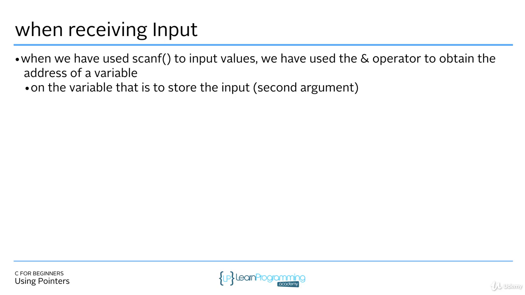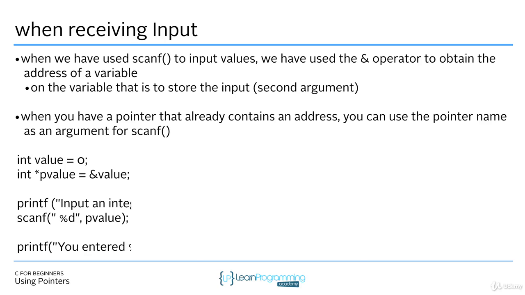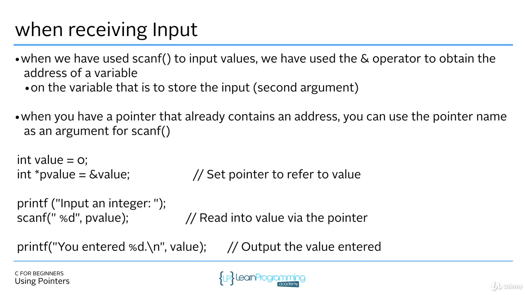Right? And the reason for that is scanf's second argument is a pointer. So we have to send it an address. Pointers only have values of addresses, right? So when you have a pointer that already contains an address, you can use the pointer name as an argument for scanf. So now you don't have to use the ampersand operator if you've actually created a pointer, because the second argument to scanf is a pointer. And so you can just say the pointer name.